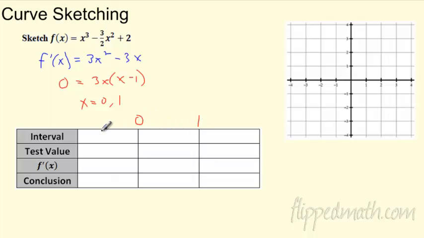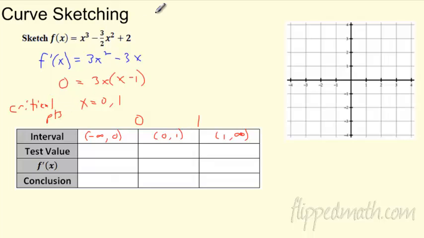So I need the interval to the left of this. What is to the left? Well, it goes from negative infinity to 0. Then it's going from 0 to 1. And then 1 to infinity. So here are the intervals that I'm going to check for my derivative. I know that there's something going on at my critical points. Are they maxes? Are they mins? Are they nothing? I don't know.